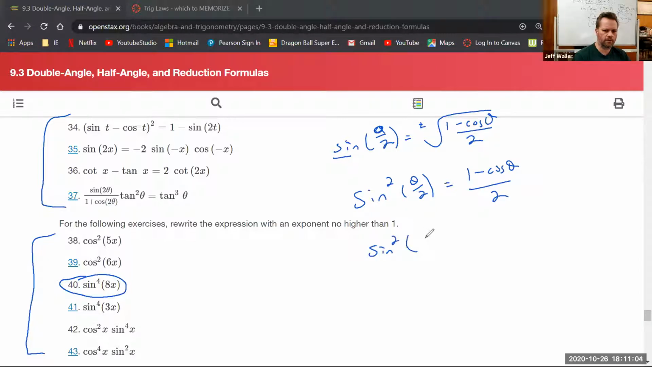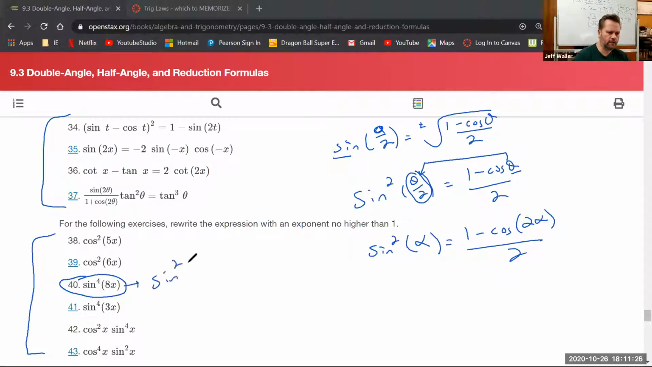And if I do one more thing, let me see if you guys are cool with this. If I make this alpha, this will be twice alpha, because what does the rule say? Whatever this is, that's twice that. Isn't that what that says? All right. So what is sine to the fourth 8x? It's sine squared 8x, squared. Is everybody cool with that?